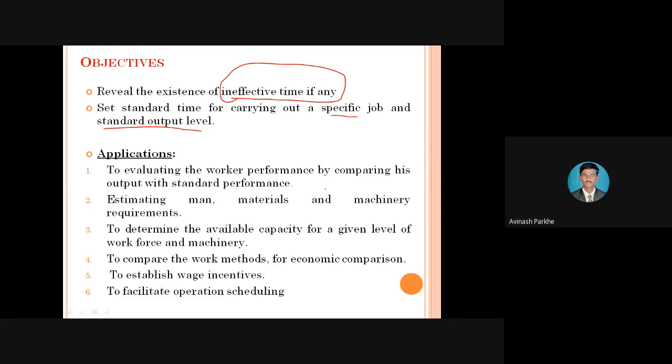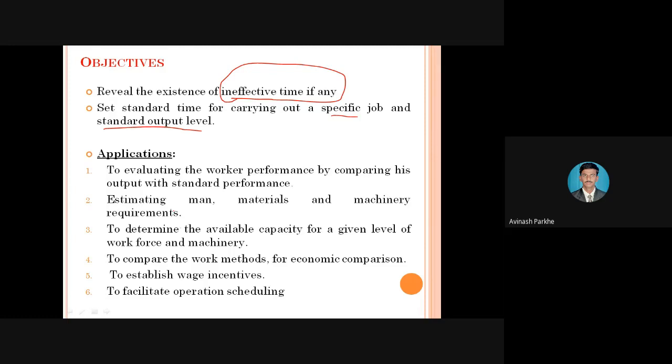But if another worker can complete that particular job in 1 hour and 40 minutes only, that means 15 minutes are remaining. With 15 minutes remaining, we can say that the performance of that second worker is very good, because within time he has completed his task. That means within time he has converted that raw material into finished goods. That means the performance of that worker is very good. But what about the first worker? He has taken the extra 30 minutes. That means if I have to check the performance of that operator, that can be checked by using this work measurement concept.